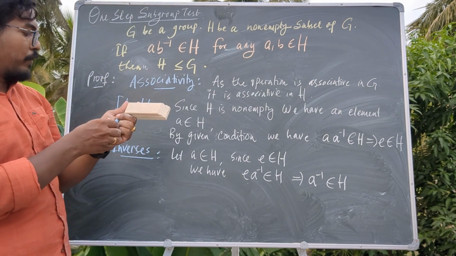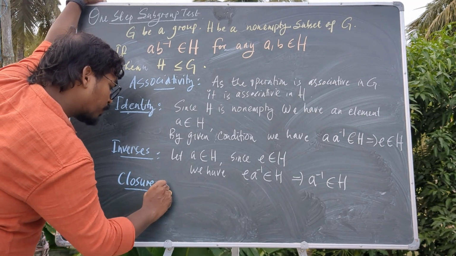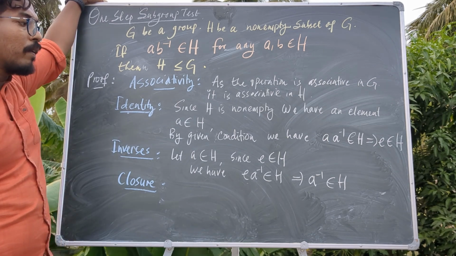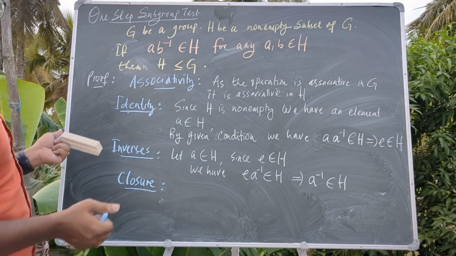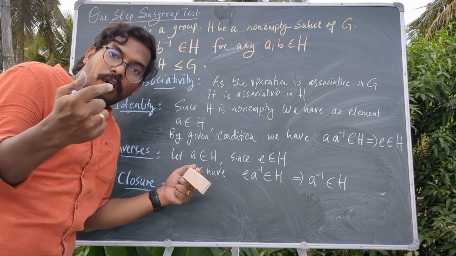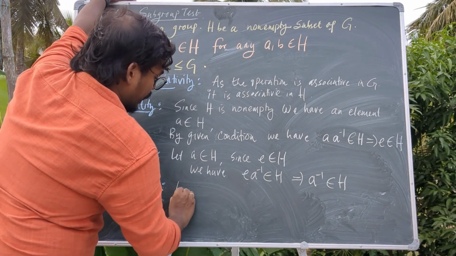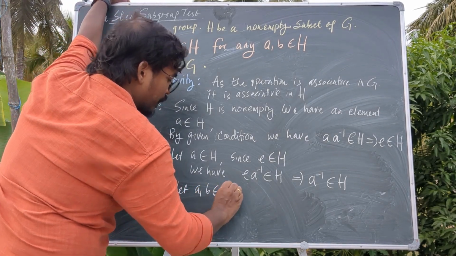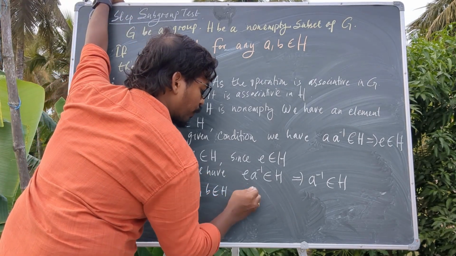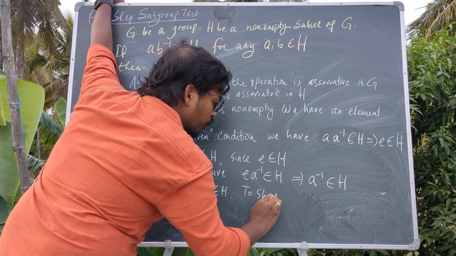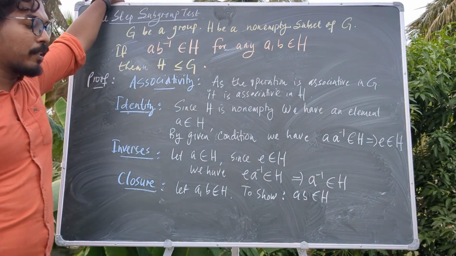Next, we will show closure. I have kept closure last because we will use this. In closure, we have to take any two arbitrary elements and we have to show that their product also belongs to the subset. Take two elements from the subset H, and let us write what we have to show. We will show that AB is also in the subset H.